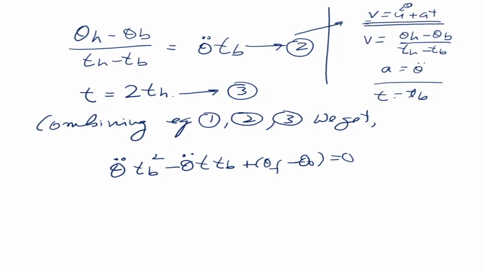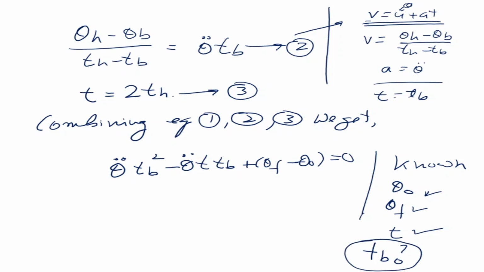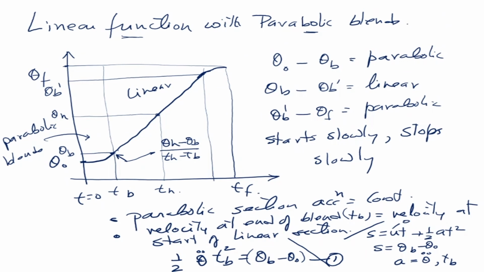Okay. Now what is known and unknown here? Theta naught is known, the start point. Theta f, the final point, is known. Total time t is known. So this is also known. What is not known is tb. So tb is the one that is not known. Okay, so what this means is that tb can be moved on the right side, or it can be moved on the left side. And that depends on the acceleration that you're choosing, right?